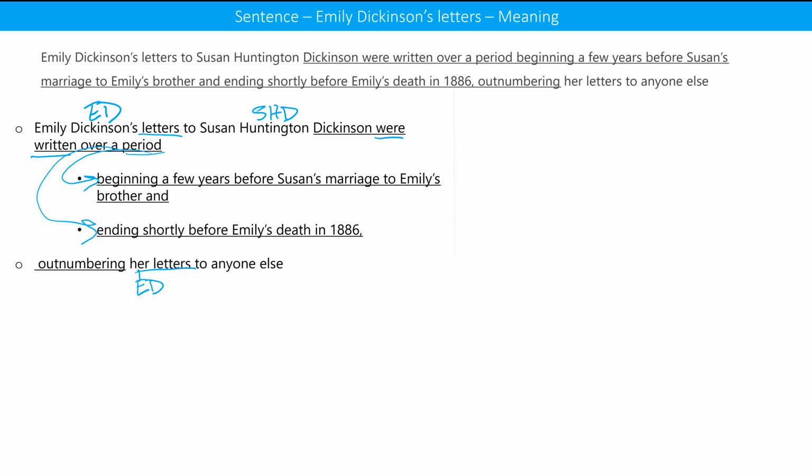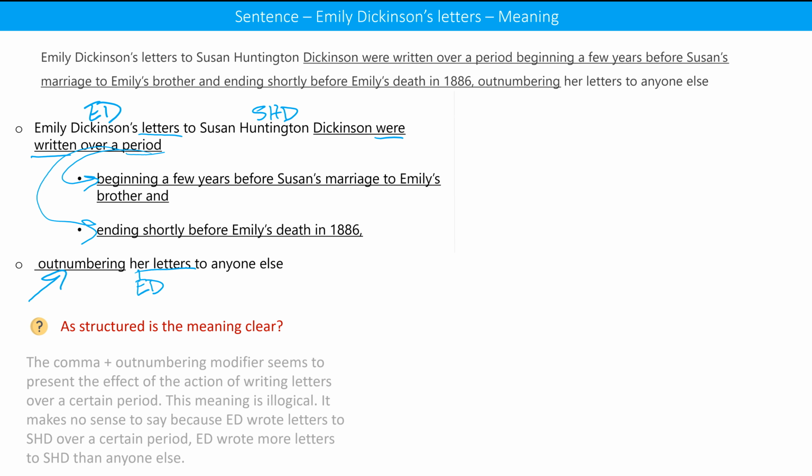Okay, so now that I seem to have extracted some basic understanding of the meaning, I need to ask myself some very basic questions. And the first question is, as the sentence is structured, is the meaning clear? And if you noticed, as we were reading through this, everything seemed to flow really smoothly until I got to this bottom piece.